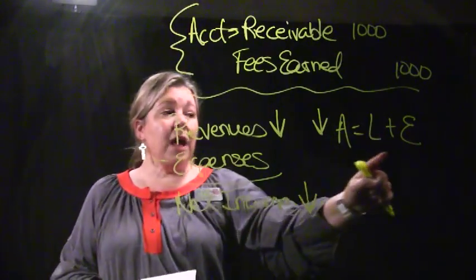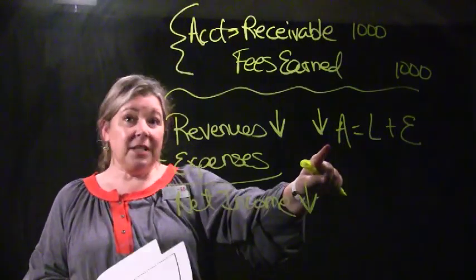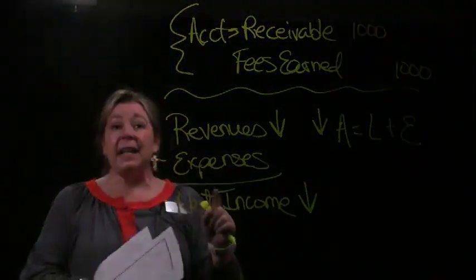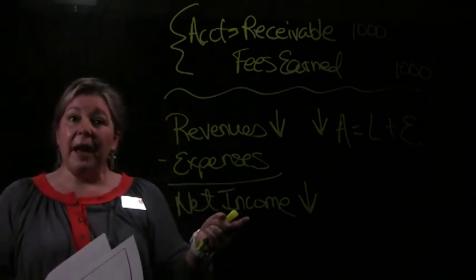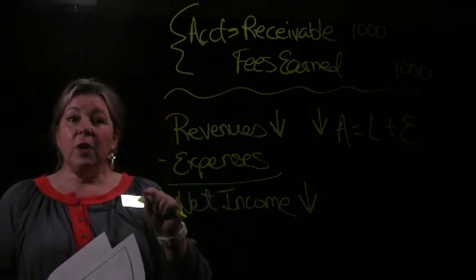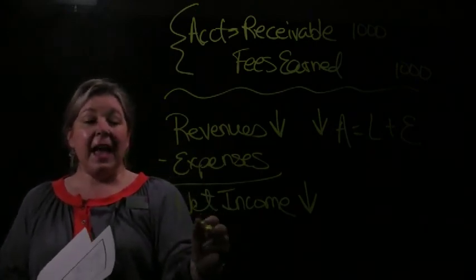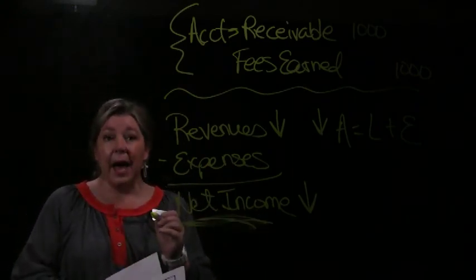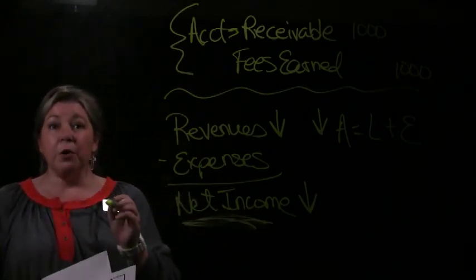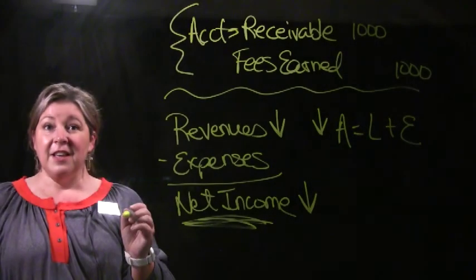Now, we know the accounting equation has to be in balance. So if something is messed up on assets, then something has got to be messed up somewhere else, okay? Well, think about it. When we do our statement of owner's equity, we add our net income to our capital to get our number for ending capital, right?